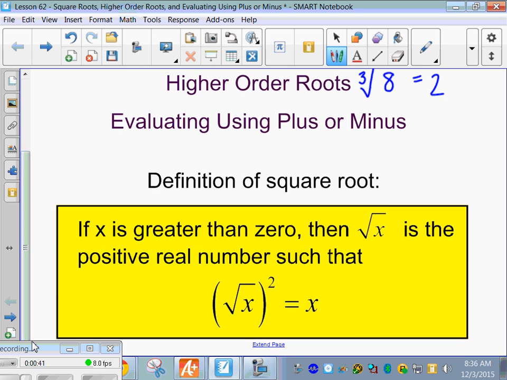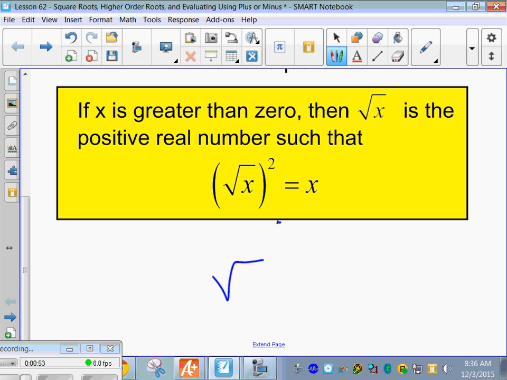Okay, the definition of square root, you don't have to write this down. If x is greater than 0, then the square root of x is a positive real number such that the square root of x squared is x. So how do you undo a square root? Like if I have this equals 3, if I were solving it, how do I undo it? So to get rid of a root, we square both sides. That undoes the root and is equal to x. That's all that's saying. Okay?